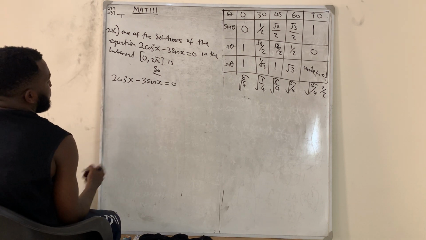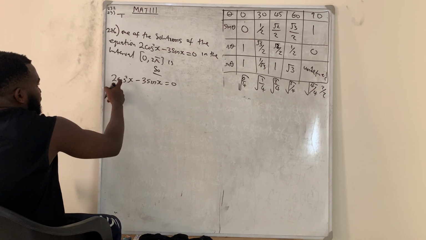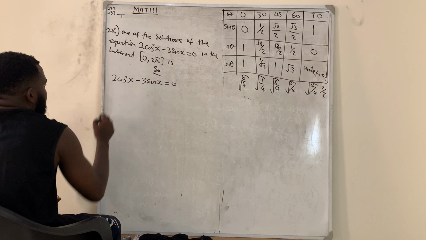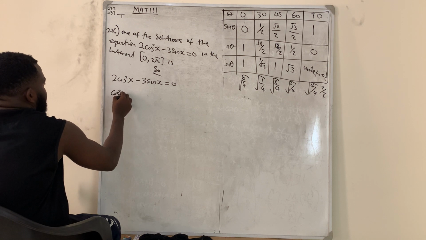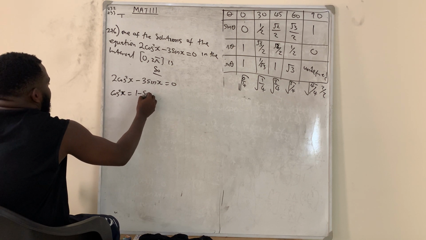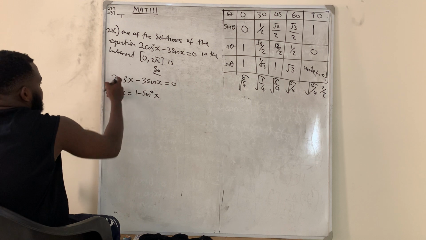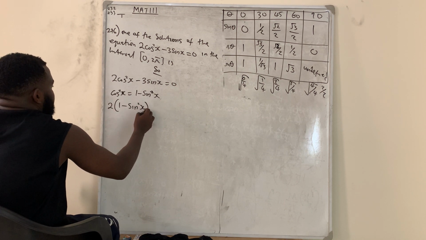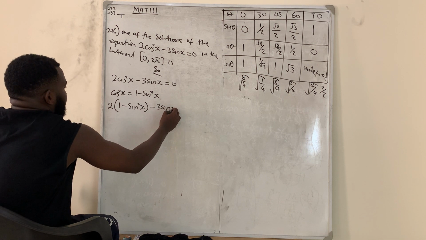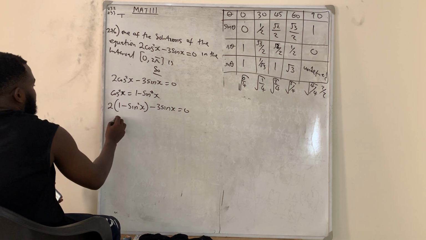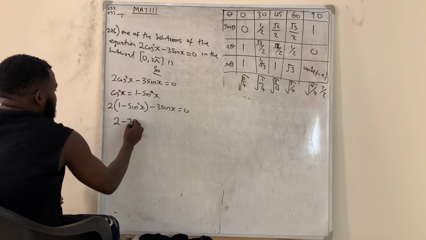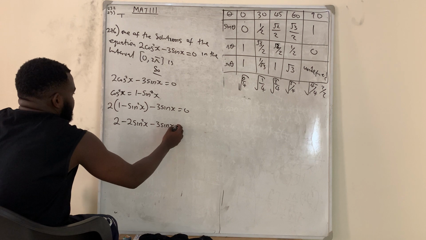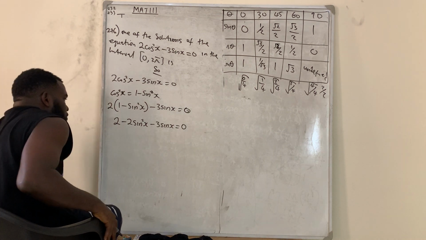The concentration is here. I want everybody to be uniform, so let me change this one. Changing this one to cos will be difficult, but changing this one to sine will not be difficult. You know that cos squared x is the same as 1 minus sine squared x. So if you put it here, you're going to have 2 in bracket of 1 minus sine squared x, then minus 3 sine x is equal to 0. This 2 needs to give you minus 2 sine squared x, then minus 3 sine x is equal to 0.